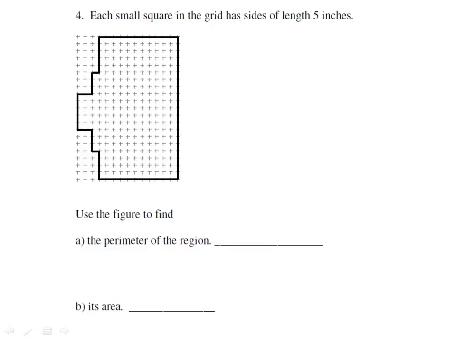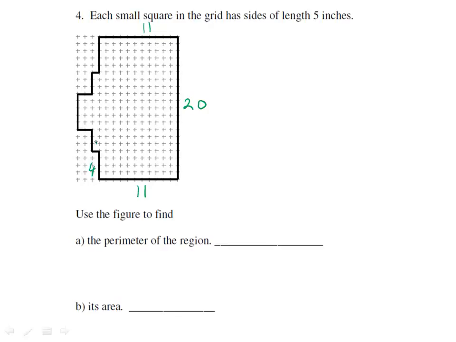Okay, so each small square in the grid has side lengths of 5 inches. And we're going to use the figure to find the perimeter of the region. Alright, so 1, 2, 3, 4, 5, 6, 7, 8, 9, 10, 11. That's 11. This, I believe, was 20. So there's another 11.